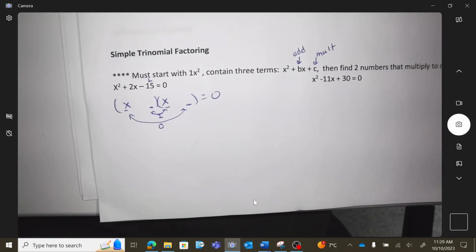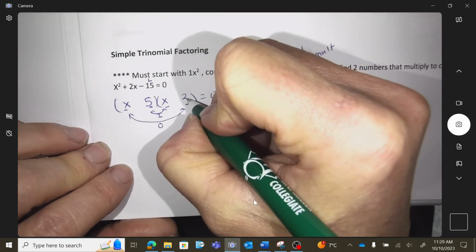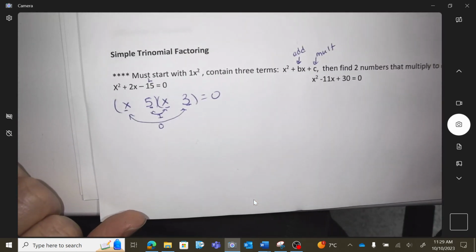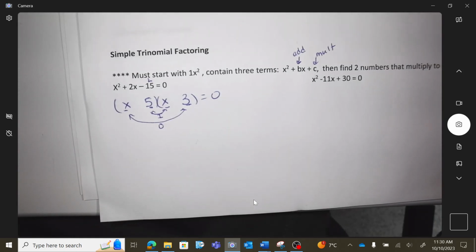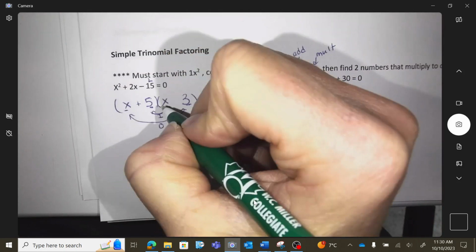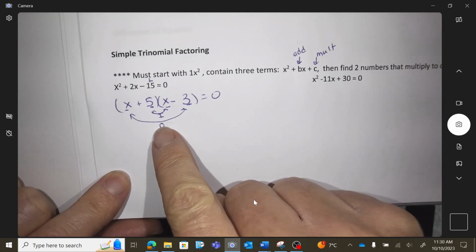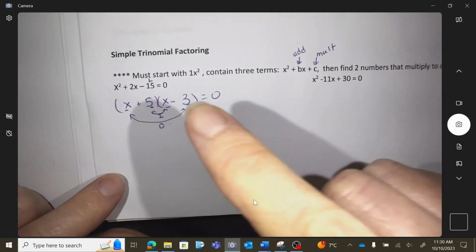So what multiplies to 15? And you got to make a 2 with it when you add them together. So I'm going to pick 5 times 3. One of them is negative because it says negative 15. And then I better make sure that it makes a plus 2 in the middle.